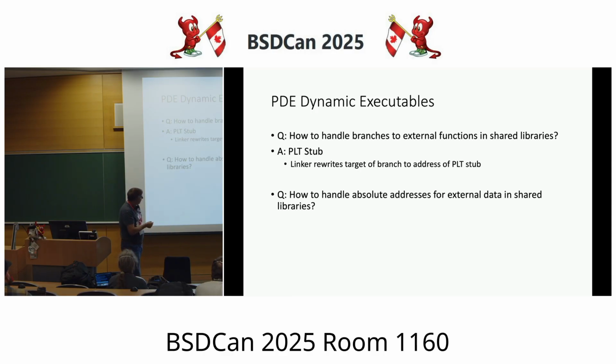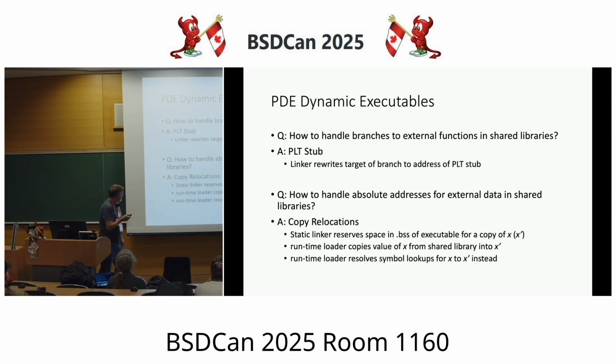So how are we going to handle the fact that in my executable at static link time, I have to compute a fixed address to store an instruction for a variable that lives in a shared library, when I won't know what the address of that variable is until I load the binary at runtime? And here we use this thing called copy relocations. And if you don't shudder, it means you haven't worked with copy relocations.